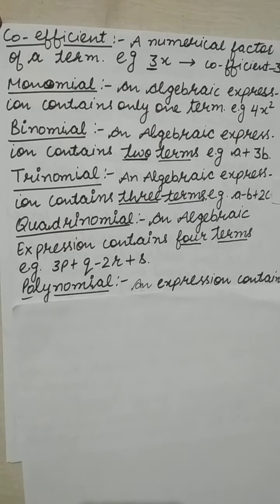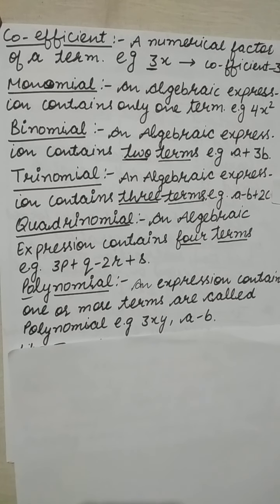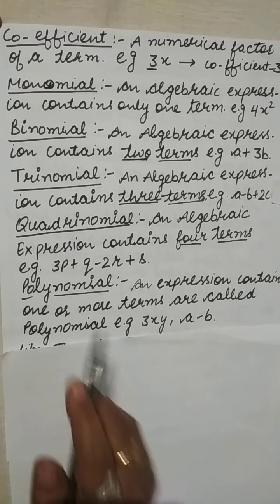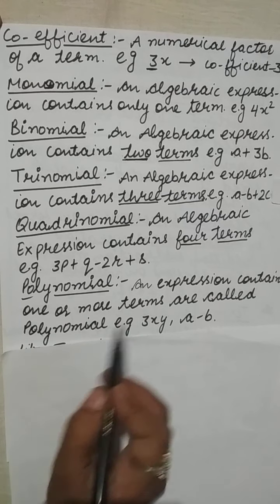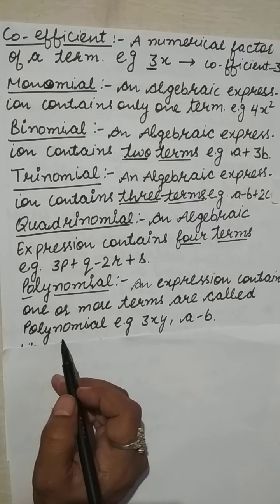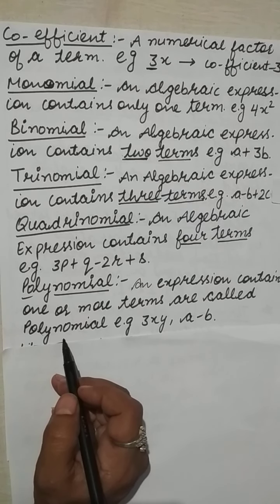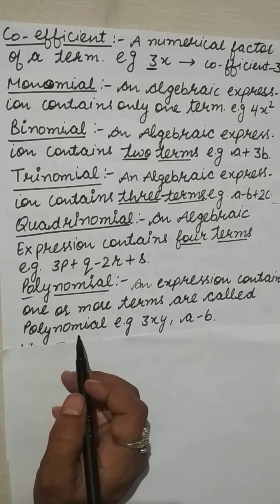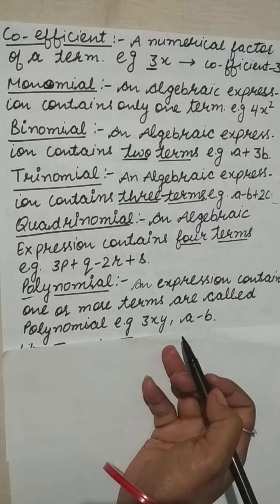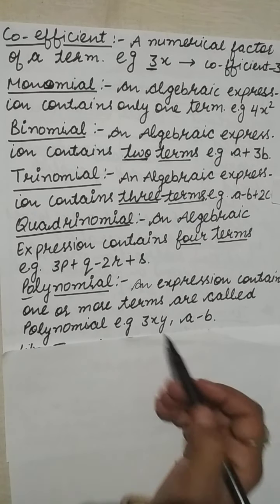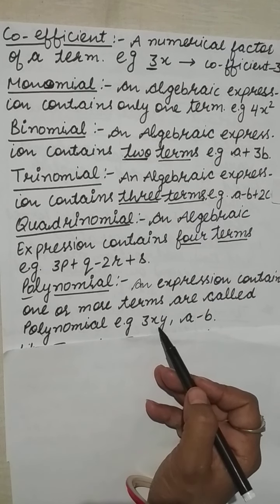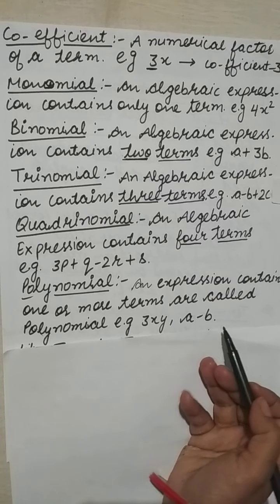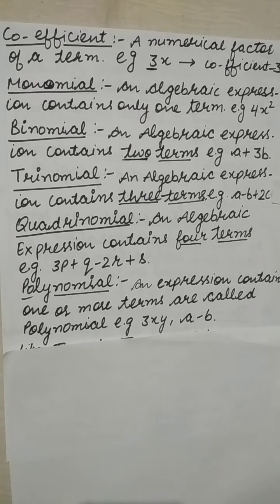Next definition is for polynomial. A polynomial is an expression containing one or more terms. All of these are considered under polynomials: binomial, trinomial, quadrinomial. All these are known as polynomials. It may have one or more terms. So we can write examples like 3xy, a minus b. All are polynomials.